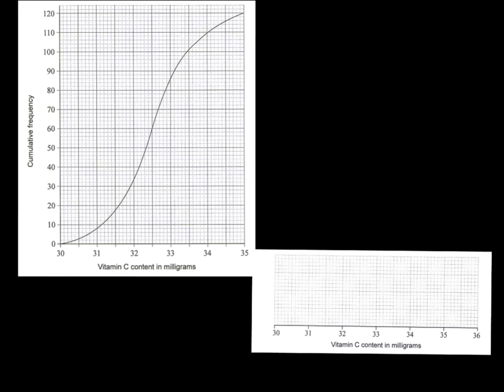To find that out, we need to take the number of oranges that we have in a sample, which is 120, and divide it by 2. Now that gives us the middle position. So we are looking for the piece of data associated with the 60th orange in the data set once they've been put in ascending order.